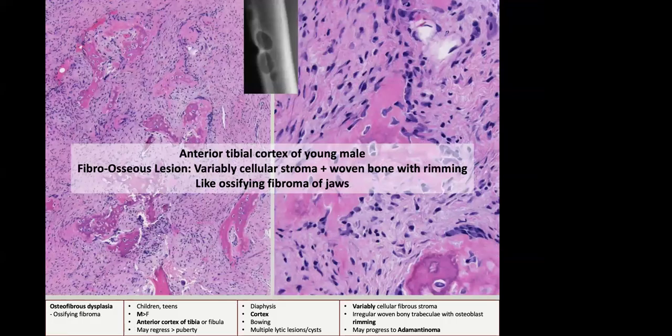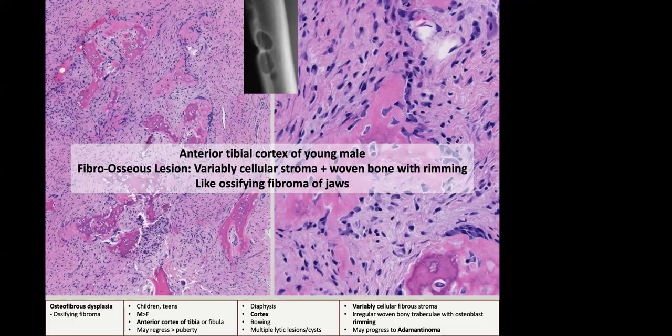Osteofibrous dysplasia is a lesion in the anterior tibial cortex, usually of a young male. You can see here these lesions on X-ray. This is one of the fibro-osseous lesions that has stroma that is variably cellular, that has spicules of bone that are variably shaped and sized with osteoblast rimming. And I like to compare them to ossifying fibroma of the jaws because they have similar morphologic appearance. So anterior tibial cortex, young male, think osteofibrous dysplasia.